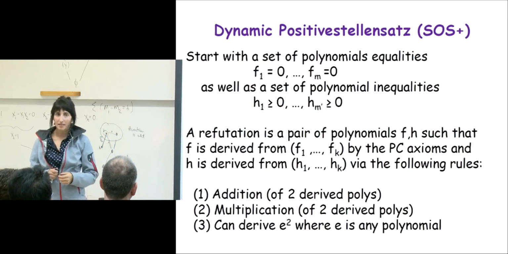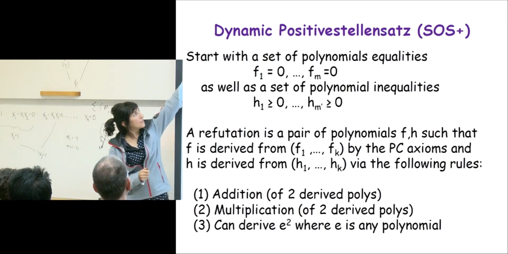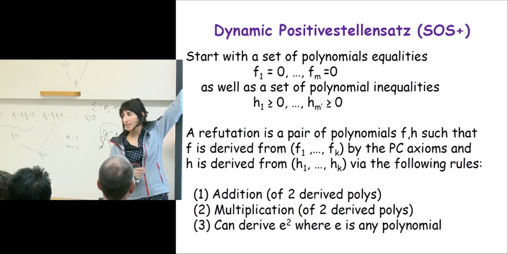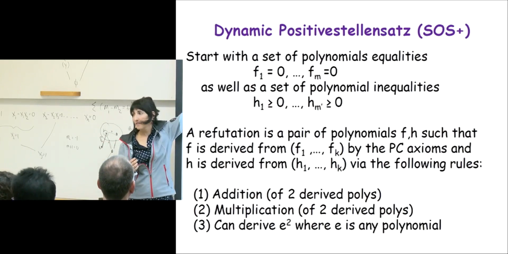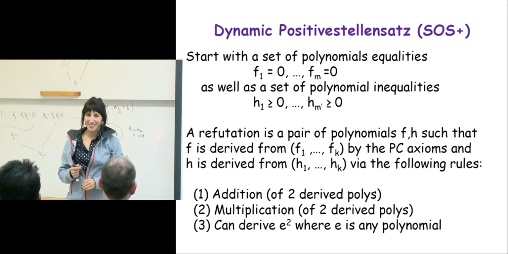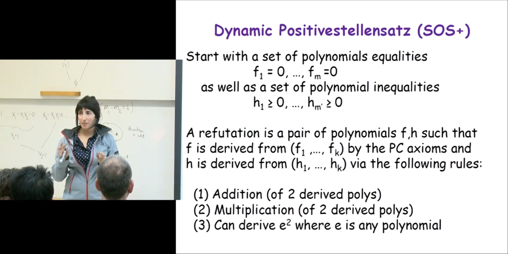Okay, so does that make sense? So the statement you're trying to refute is saying some polynomial is negative? You're trying to refute the fact that there's a solution to these initial set of equations. Included in these is the fact that, in the Boolean case, the variables are between 0 and 1. You're trying to derive minus 1. Yes, sorry. You're trying to derive that minus 1 is bigger than or equal to 0. And then you take the degree, right? Right, and the measure is the degree.